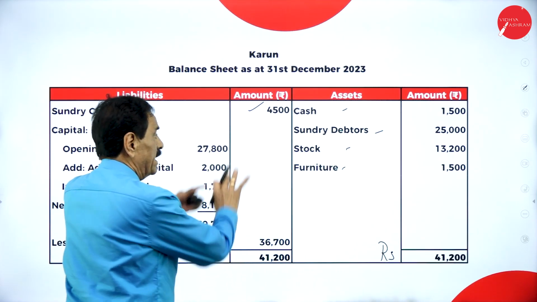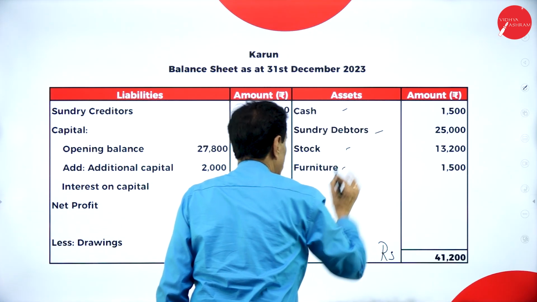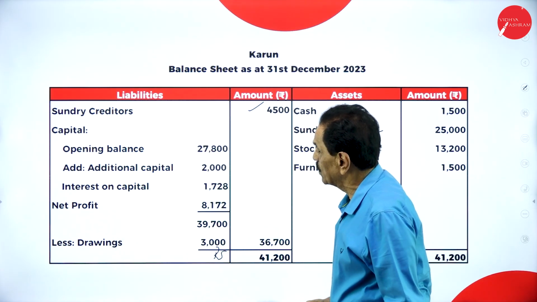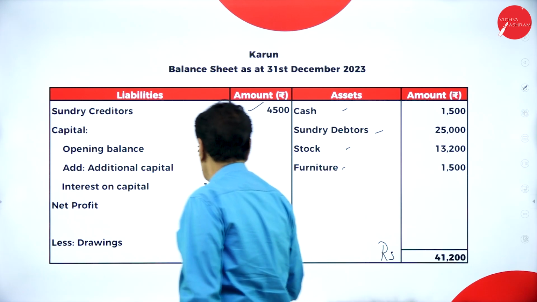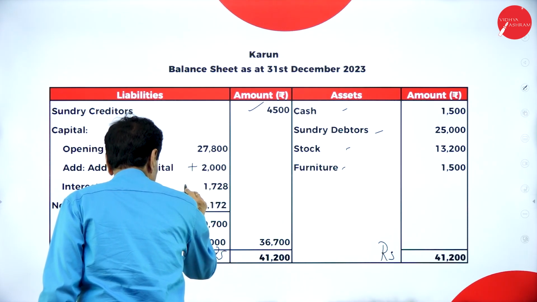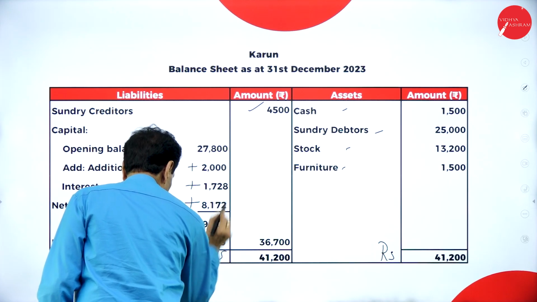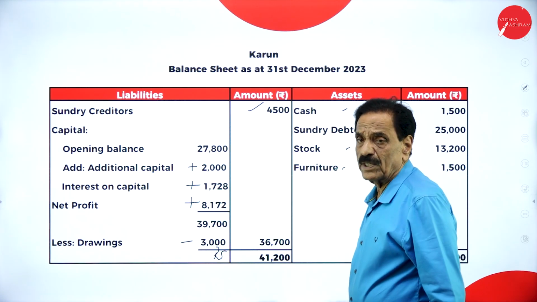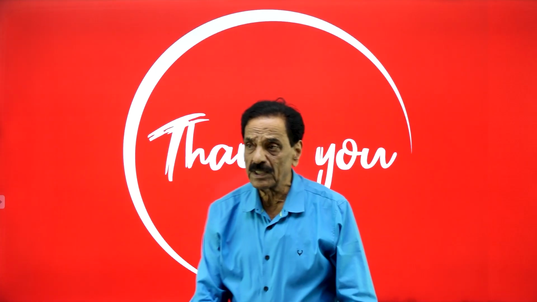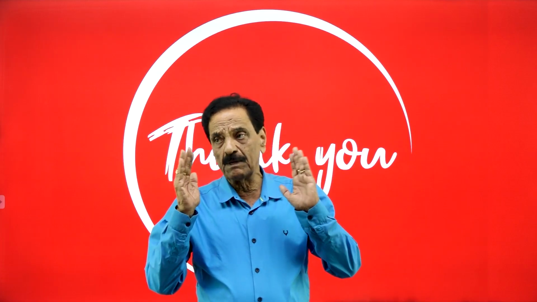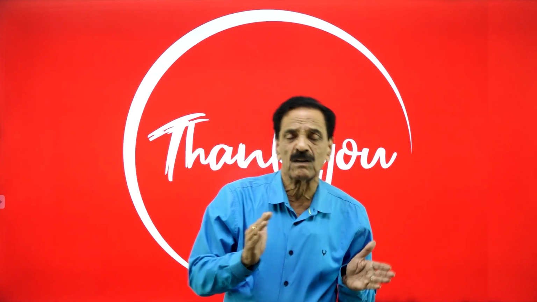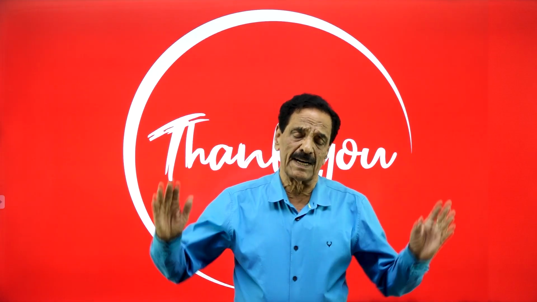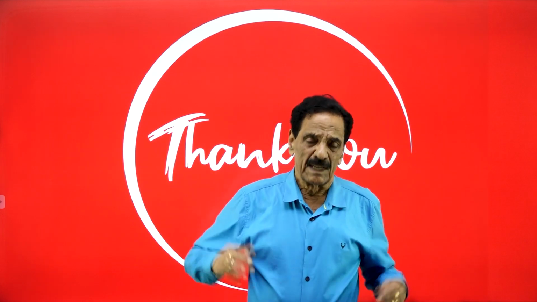The last one, the final balance sheet: closing cash, closing debtor, closing stock, closing furniture. Your closing creditor is 4,500. Start with opening balance plus additional capital plus interest on capital plus net profit minus drawings. It will come 36,700 plus 4,500, that is 41,200. Hope you understand. We prepare a debtor account, a creditor account, the cash account, the statement of affairs, trading and profit and loss account and a balance sheet.